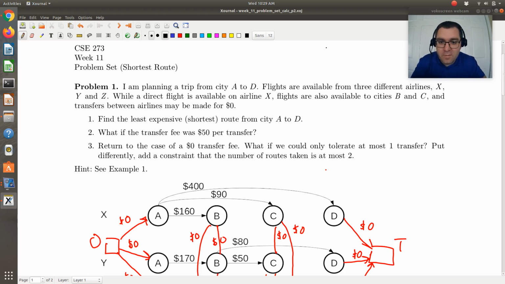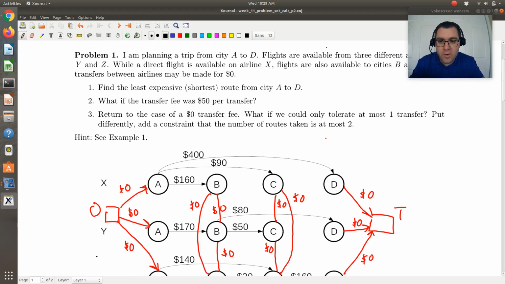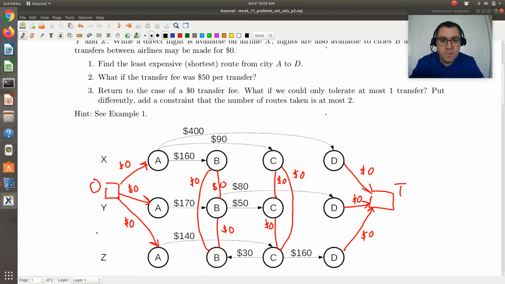So I'm planning a trip from city A to D. Flights are available from 3 different airlines, X, Y, and Z. While a direct flight is available on airline X, flights are also available to cities B and C. And then in parts 1 and 3, transfers may be made for $0. Well, here we're going to work on part 2, where we want to find the least expensive route from A to D, but we're going to assume that we have transfers of $50.